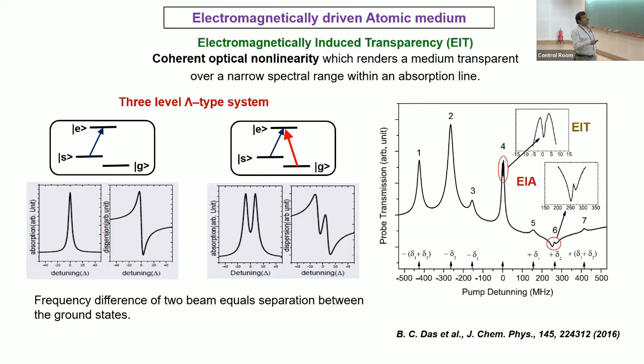So you see that EIT is a very sensitive kind of detection method. And yes, we also got something like an EIA, but that is not what I'm going to talk about. And this we call a lambda system. You see that there are two ground states and one excited state, so this forms a lambda type of system. The frequency difference of the two beams is equal to the separation of the ground states. That is one of the requirements to get this EIT working.